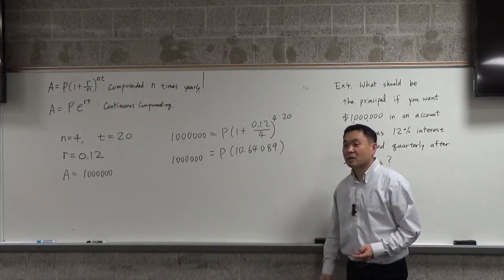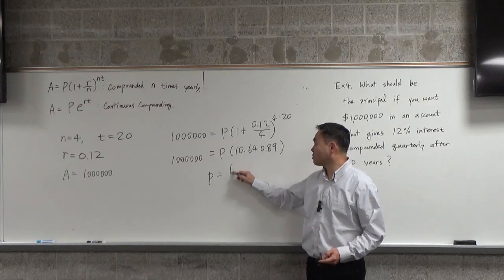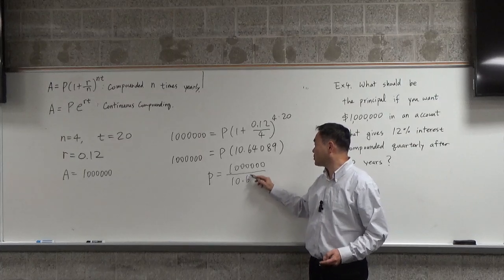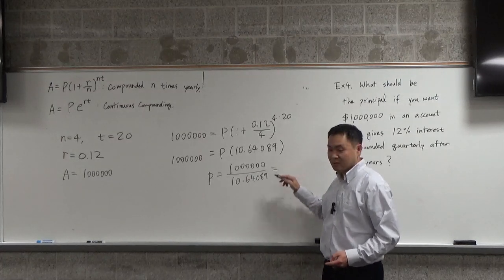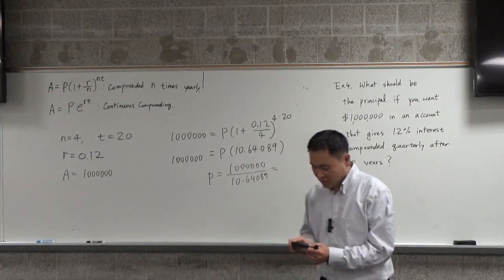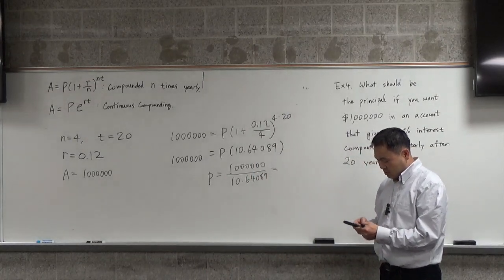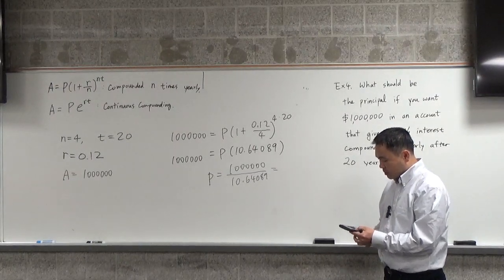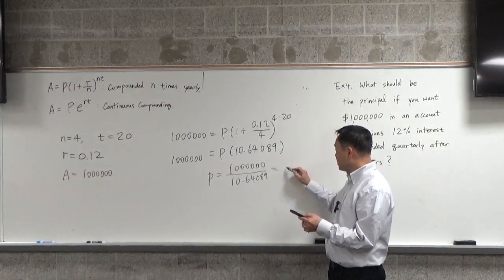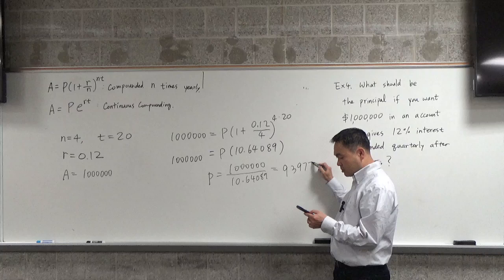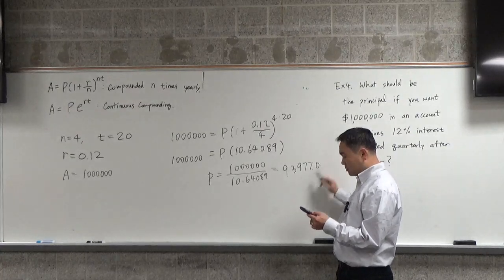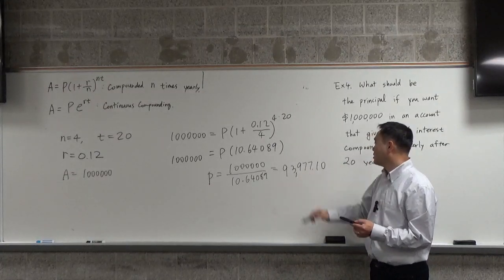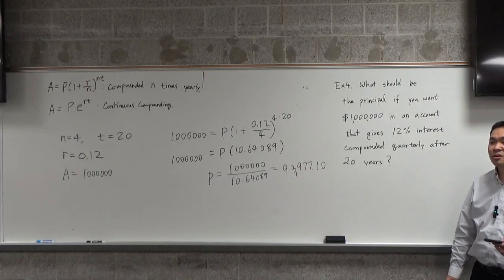Okay. So now what do you do? You say P is equal to 1 million divided by 10.64089. What's that going to be? That gives you 93977.096. That one we should round up. So you need something close to $100,000.